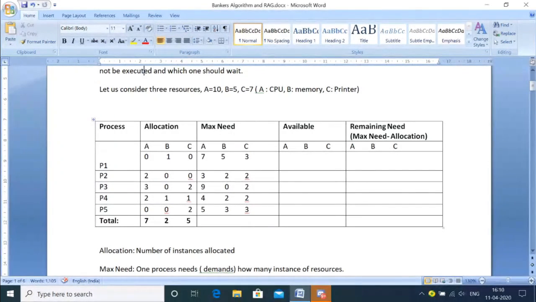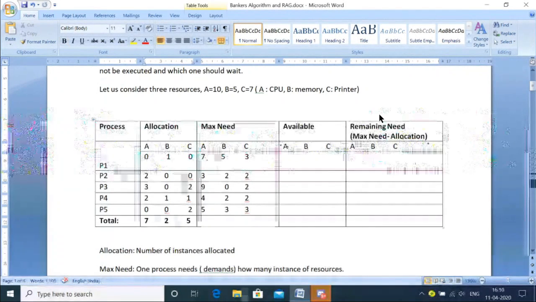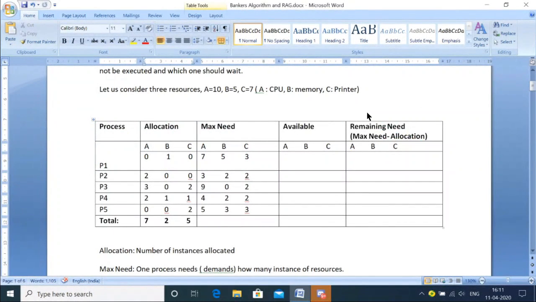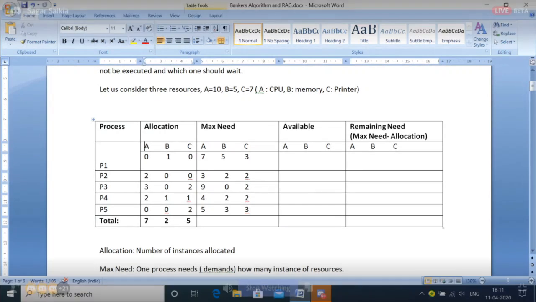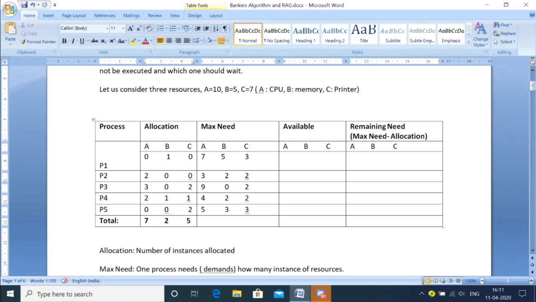So 2 instances of CPU have been allocated to P2. Then what about this? No instance of B has been allocated to P2, and no instance of C has been allocated to P2. Maximum need means what? It means how many instances of resources a process demands. For example, 753: process P1 will need 7 instances of A, 5 instances of B, and 3 instances of C. So this is the need.